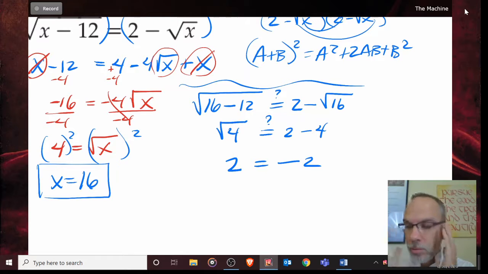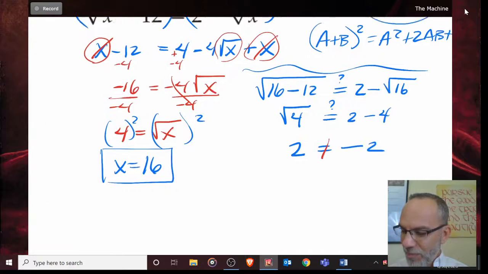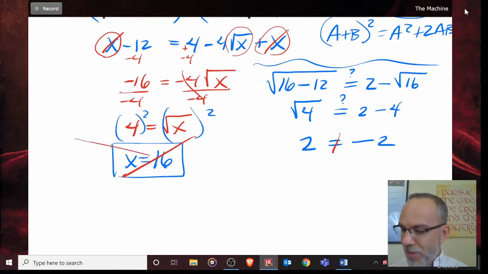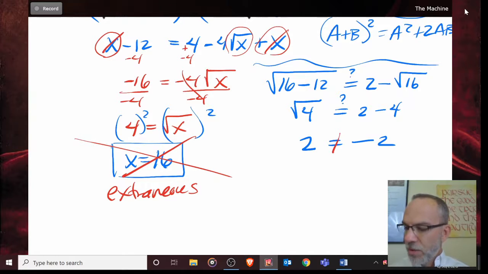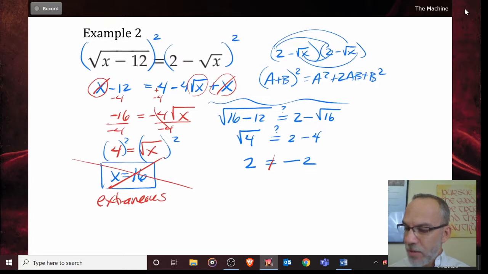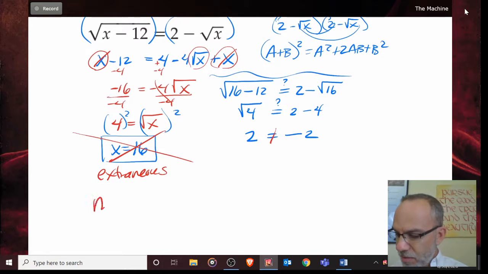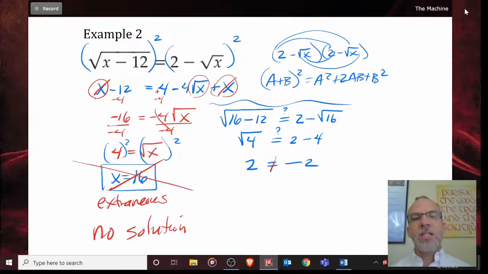Oh no! Yeah, it doesn't work. I'm sorry. I thought you were the one, but you're not. You are an extraneous solution. But that was the only one we had. So what's the final answer to this? No solution. There is no single x value that you can plug into that original that would make the statement true. It's impossible.